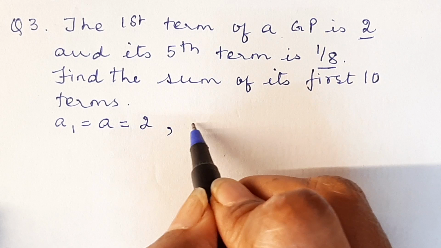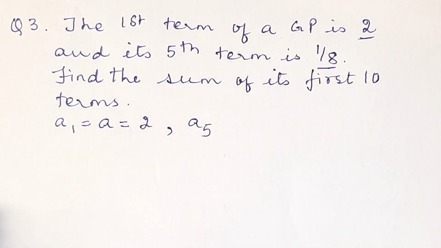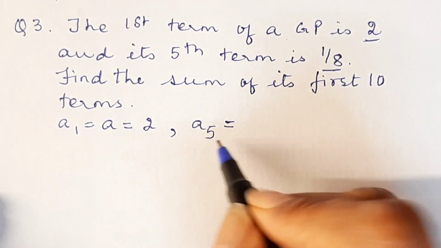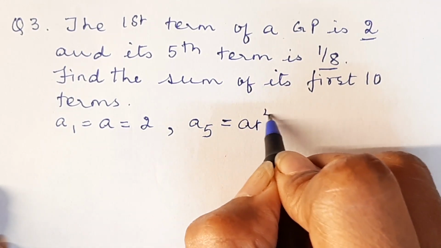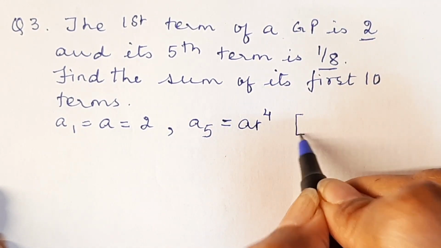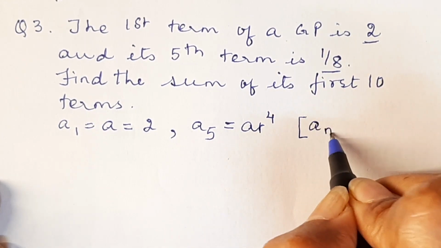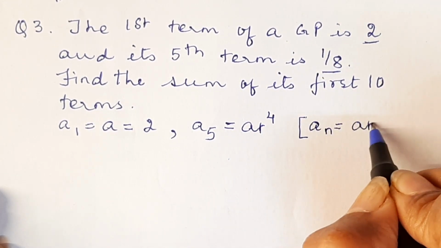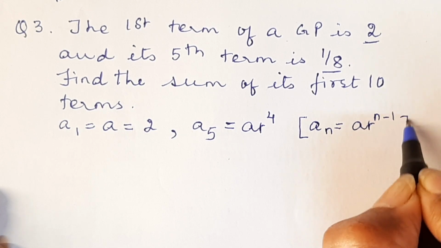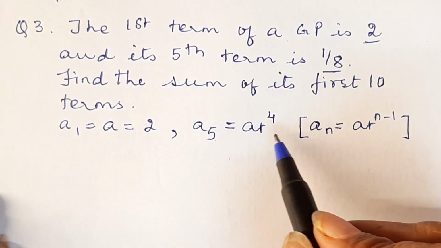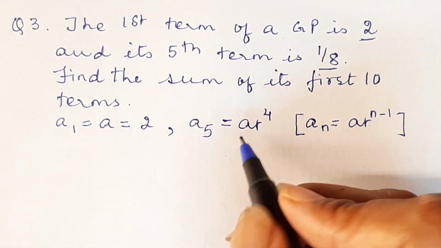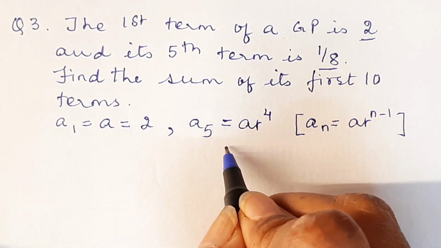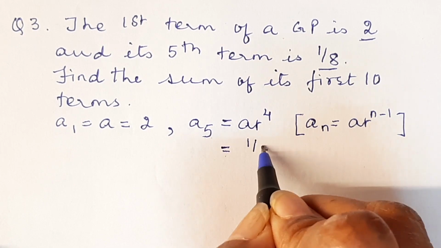The fifth term is A5. A5, which is the fifth term, is going to be AR4. Which formula have we made use of? Do you remember this formula? So A5 becomes AR to the power 4 using this formula. Now we know that AR4 is given as 1 upon 8.